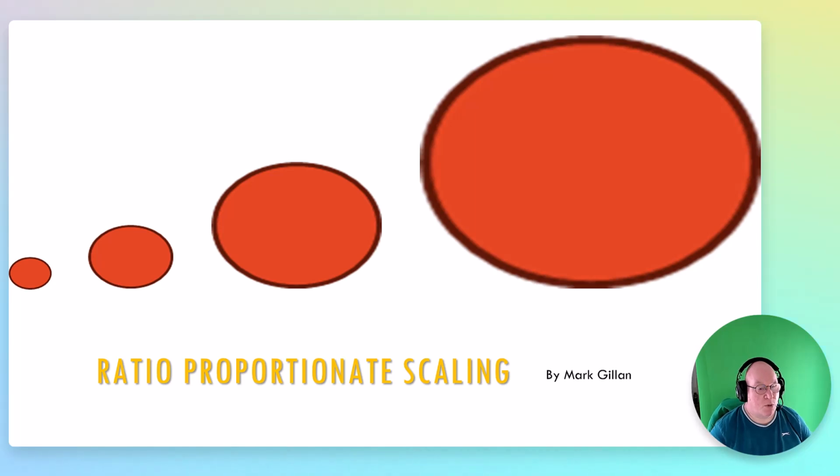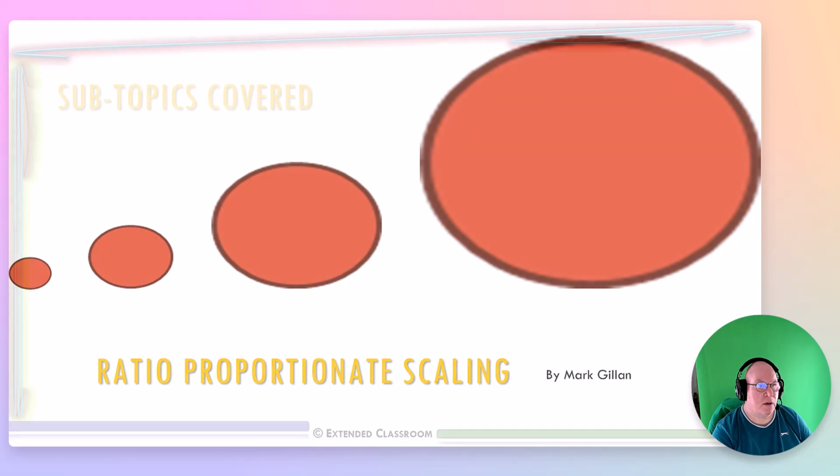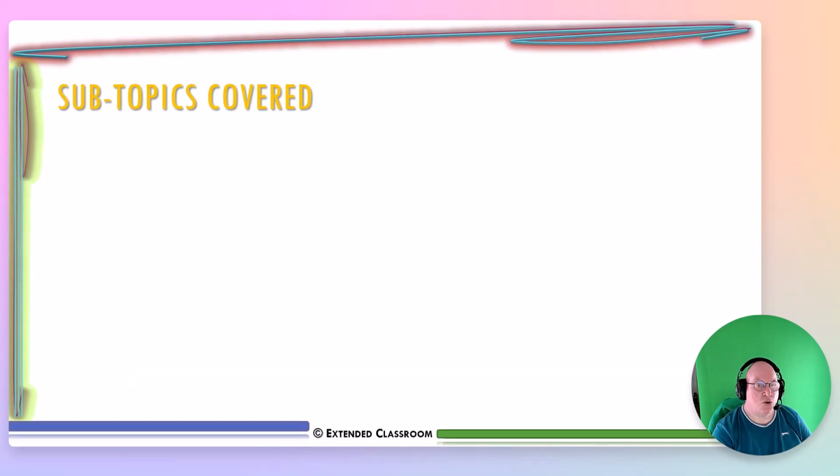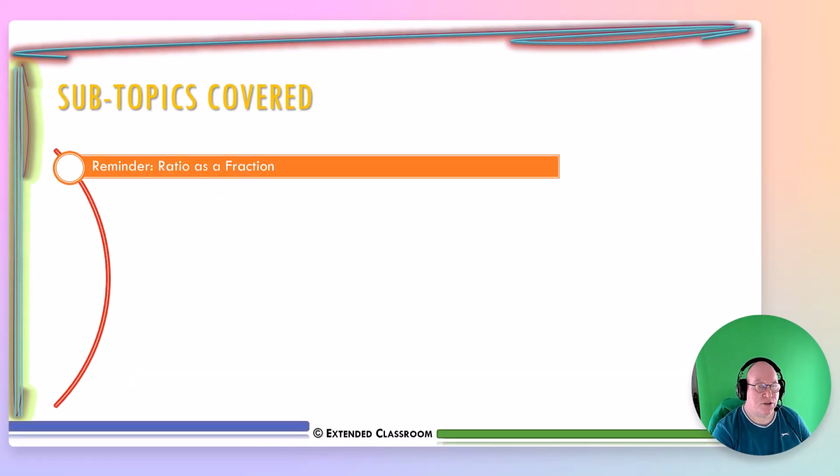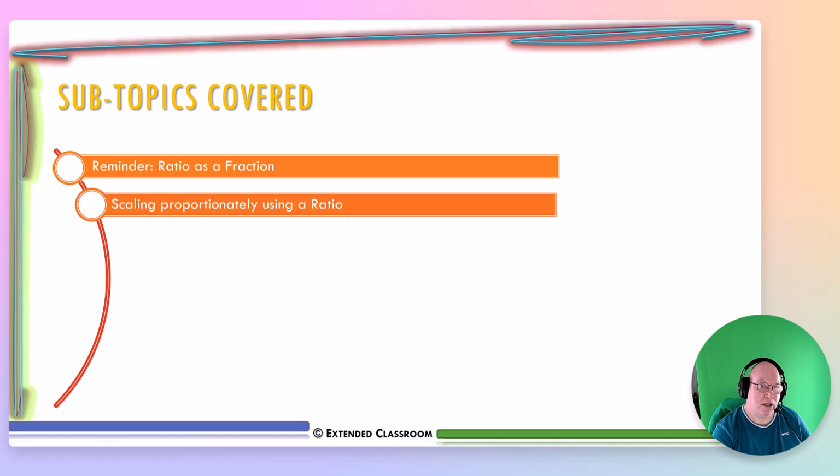So what we're going to do is have a wee look at ratio, a wee reminder, and we'll look at how we can use it proportionally to scale something. The topics that we're going to cover, let's have a wee look at the list here. So a wee reminder as to ratio as a fraction, scaling and proportionally using a ratio.